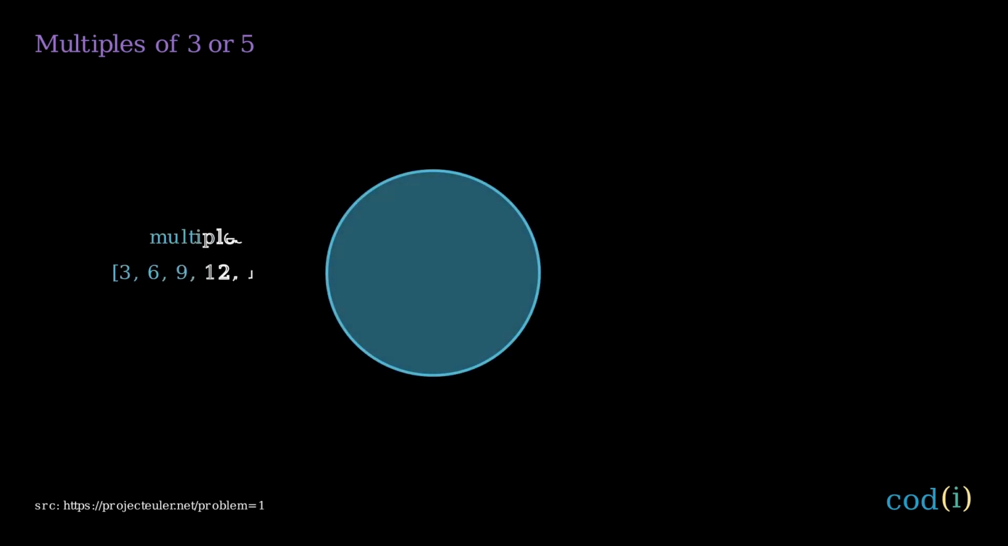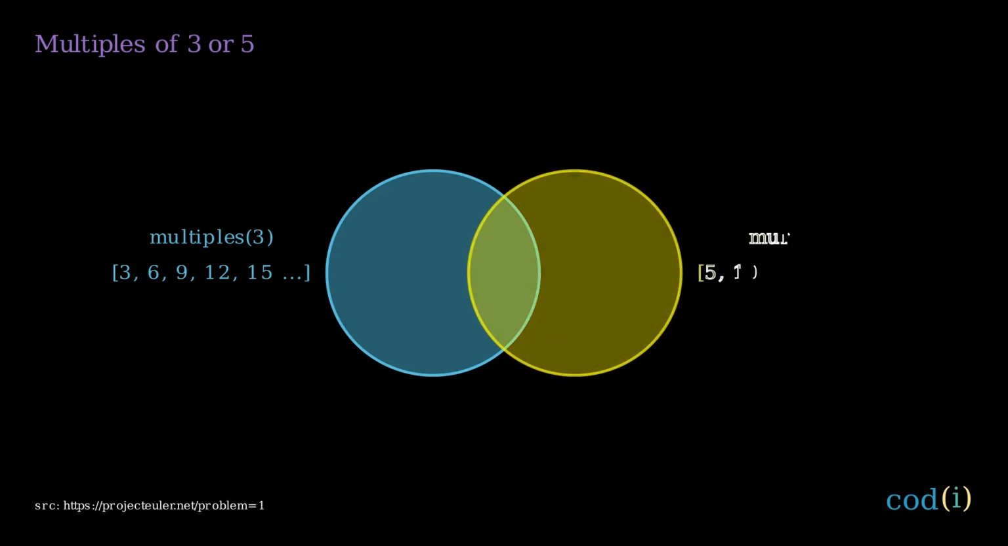Suppose we have a set of numbers which are multiples of 3 denoted by blue, and we have another set of numbers which are multiples of 5 denoted by yellow. Then we want to find numbers present in both of these sets and add them up. But if we do it blindly, then it results in some numbers being added twice, as they are present in both of these sets, such as for example the number 15.